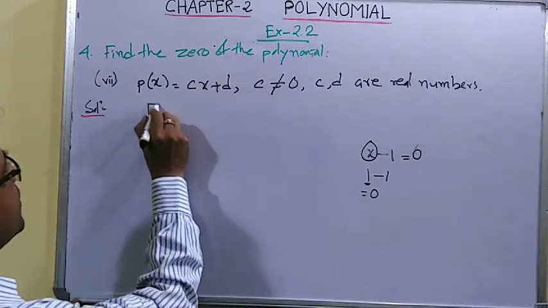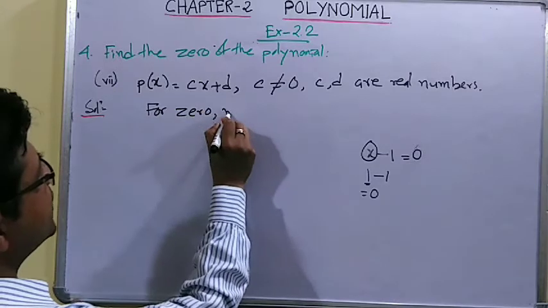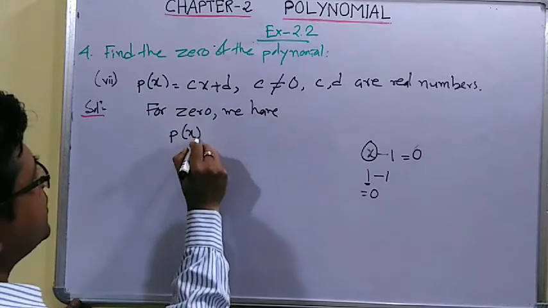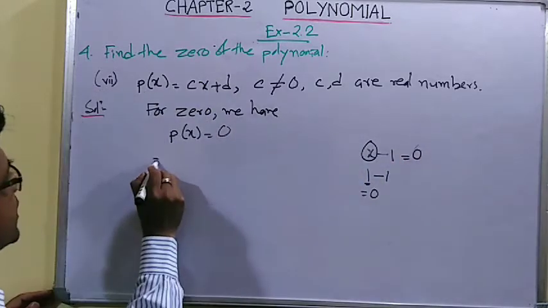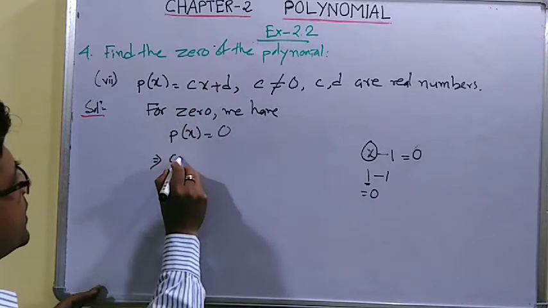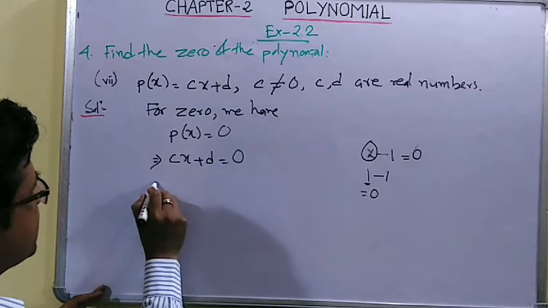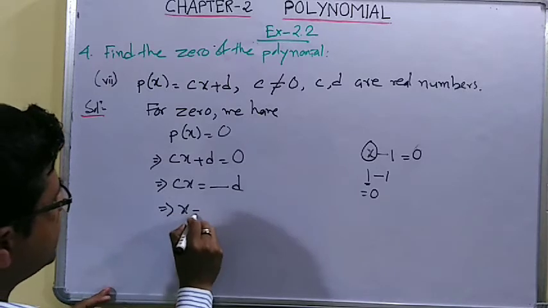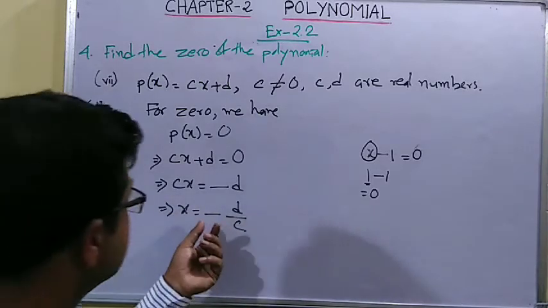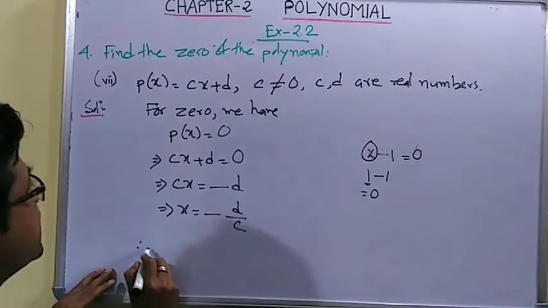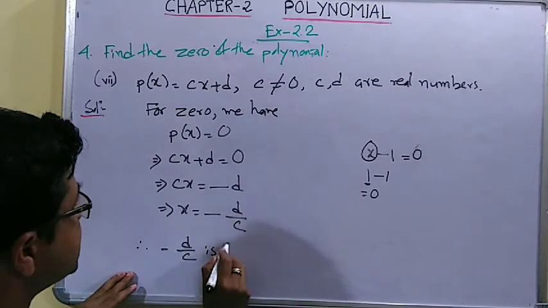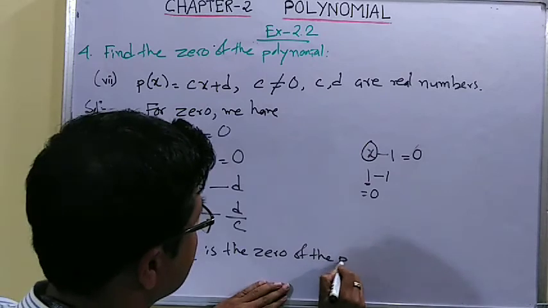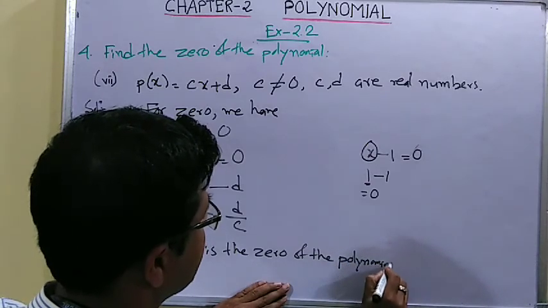For the 0 of p(x), p(x) must be equal to 0. At the end it should be 0. So this implies, what is the value of p(x) here? cx plus d equal to 0. So cx equal to minus d, x equal to minus d by c. So we have got the 0 as minus d by c. Let us write the conclusion. Therefore minus d by c is the 0 of the polynomial. Have you understood, students?